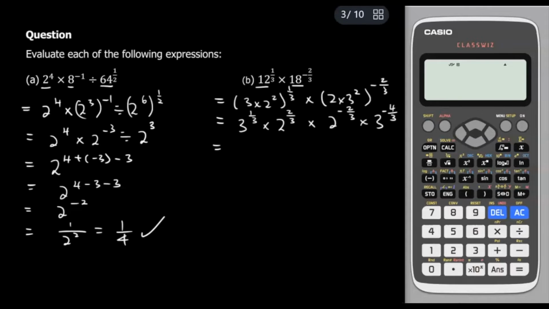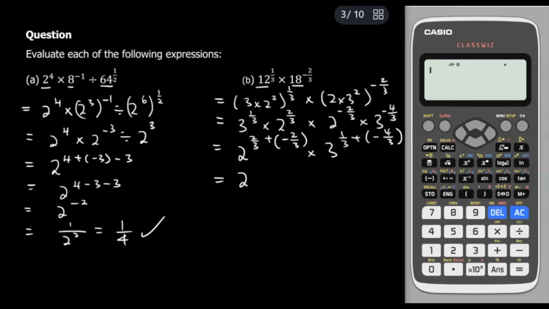So now we're going to put the same bases together, the like base. The base 2 will be 2 over 3, then we plus with negative 2 over 3. Okay, then after that we times with 3 power 1 over 3, then we plus with negative 4 over 3. Okay, we put them together. Yeah, base 2 and base 3.